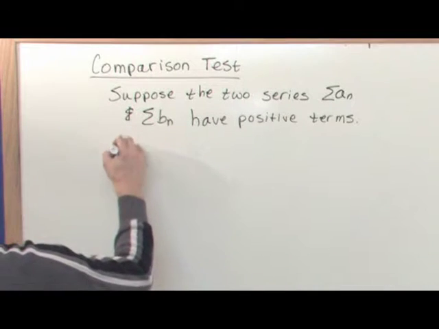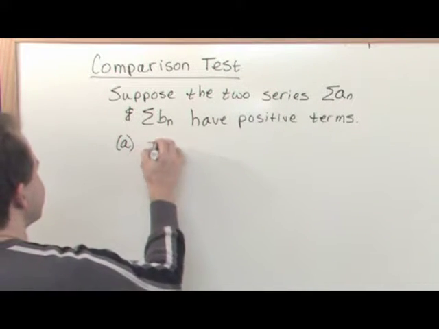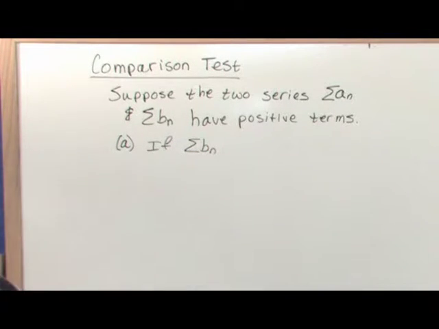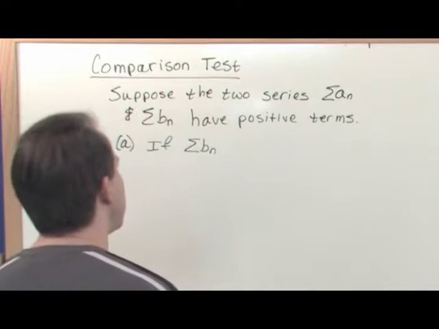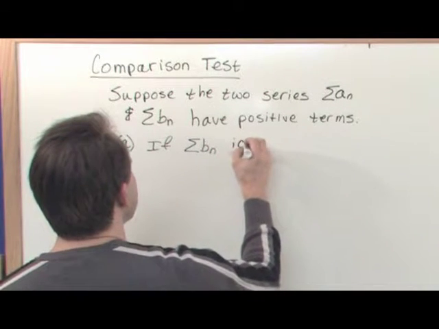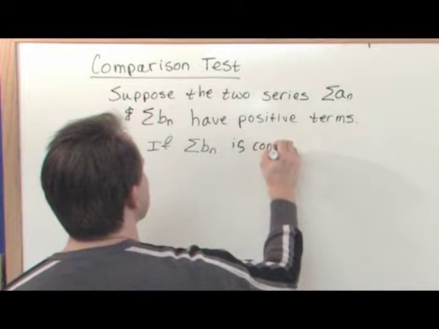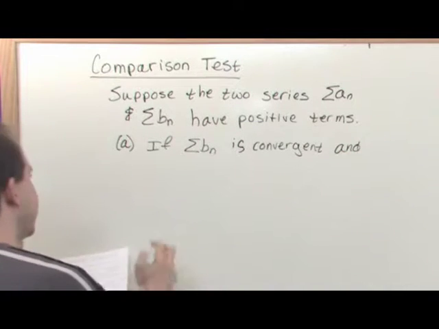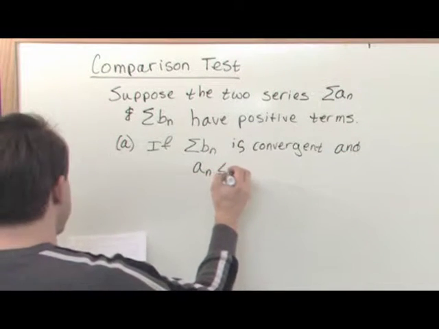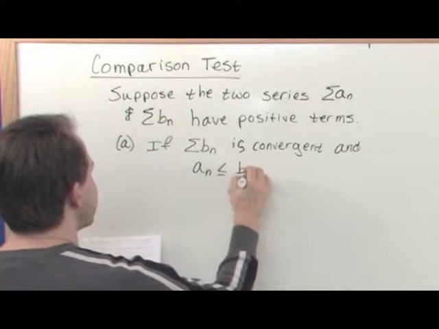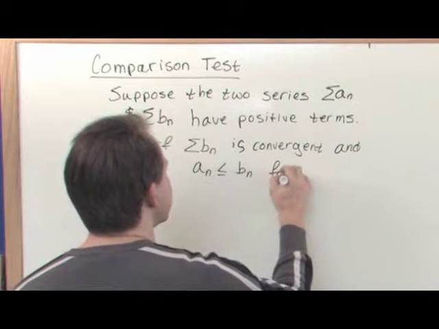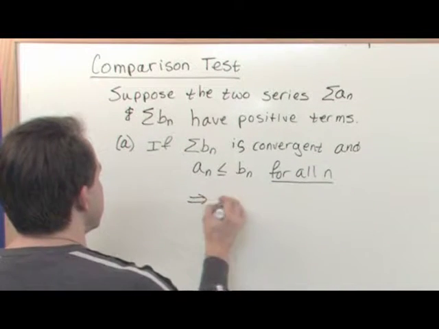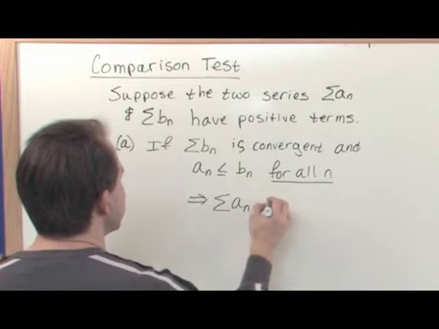So, part A, okay? If, and here's where the rubber meets the road, if the series b sub n, the one that we make up to study, to see how it behaves, if b sub n is convergent, and, this is a very important and, the terms a sub n are less than or equal to b sub n, we'll talk about this in a second, for all n, I'm going to underline that, for all n, then the series that we cared about, a sub n, converges.